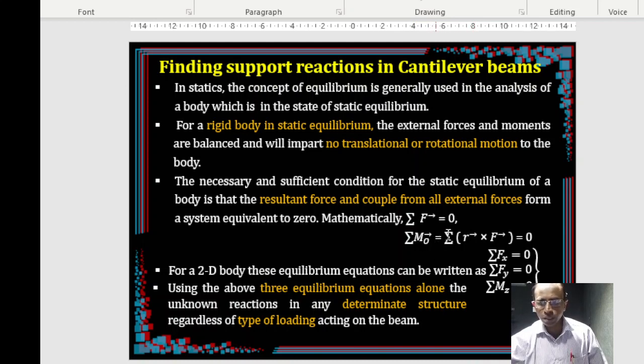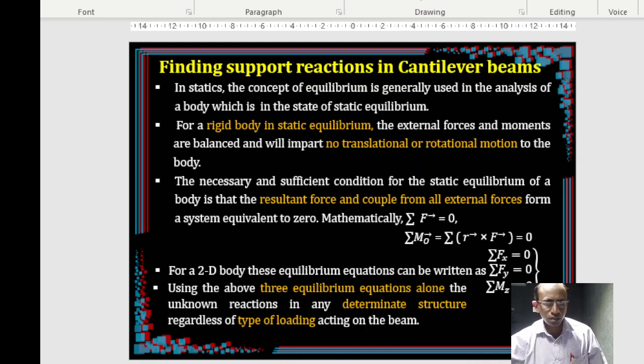The moment at any particular point must also be 0. So if you are taking a three-dimensional problem, there will be 6 equilibrium equations, 3 from the force equilibrium and 3 from the moment equilibrium: sigma Fx, sigma Fy, sigma Fz and Mx, My, Mz. But for a two-dimensional state of equilibrium, you require only 3 equations, that is sigma Fx, sigma Fy and sigma Mz. If you are able to use these equations effectively, whatever the loading acting on the beam, you can easily find out the reactions of the supports, right?